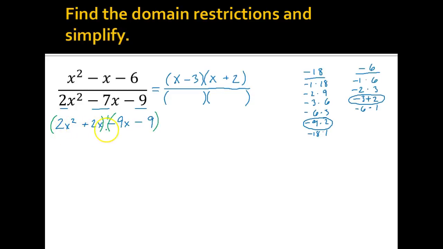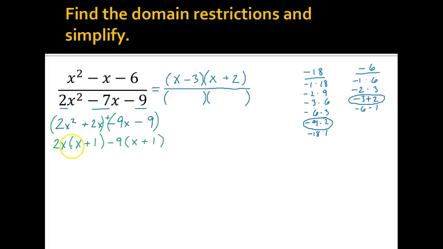So for 2x squared plus 2x, the common factor there is 2x. If I divide out a 2x from just those two terms, I get x plus 1. And for the second group, the common factor between negative 9x and negative 9 is negative 9. So bring out the negative 9 and divide that out, I get x plus 1. Negative 9 divided by negative 9 is positive 1. Now, the x plus 1s are the same. That's what we wanted.